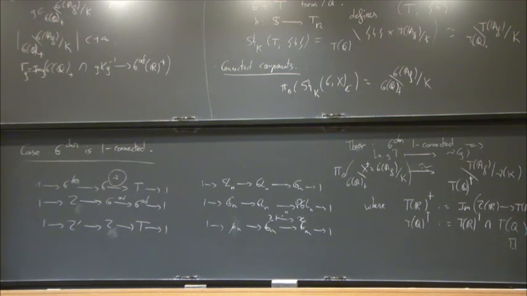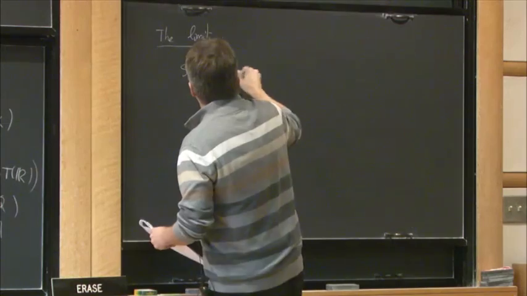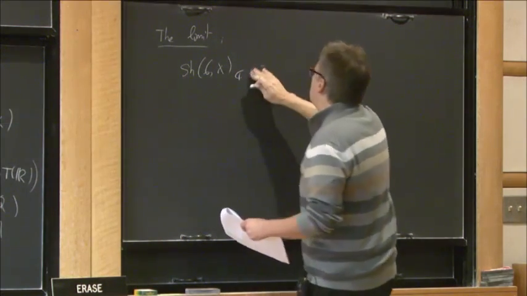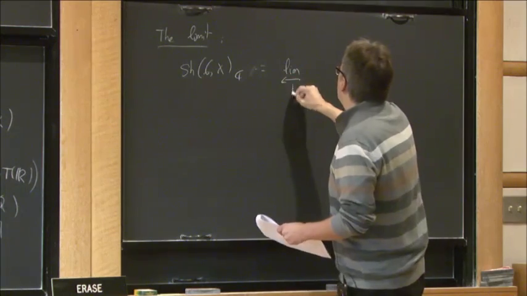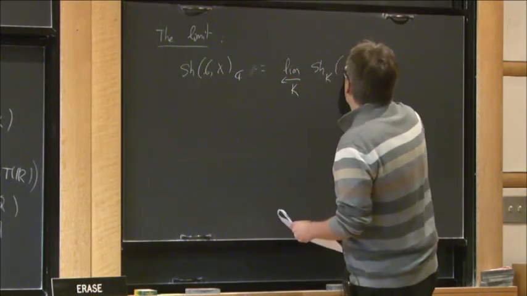Okay, so what's the next step? Well, the next step is to go to the limit over K. Namely, I define Sh(G,X), this Shimura variety without any index K, as being the limit over all K of Sh_K(G,X).